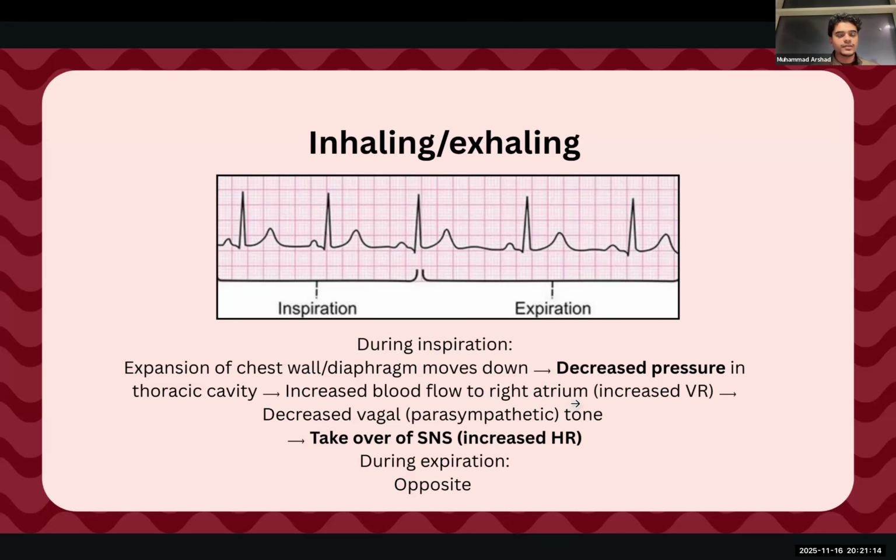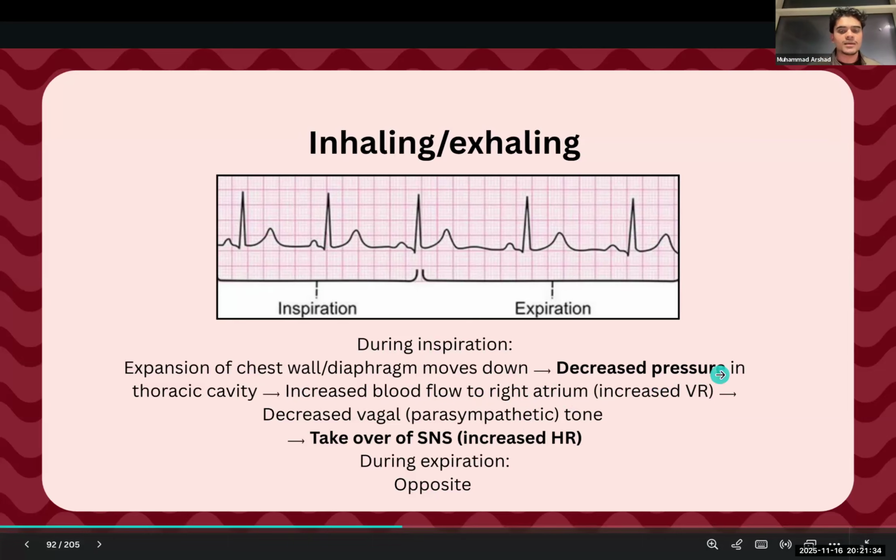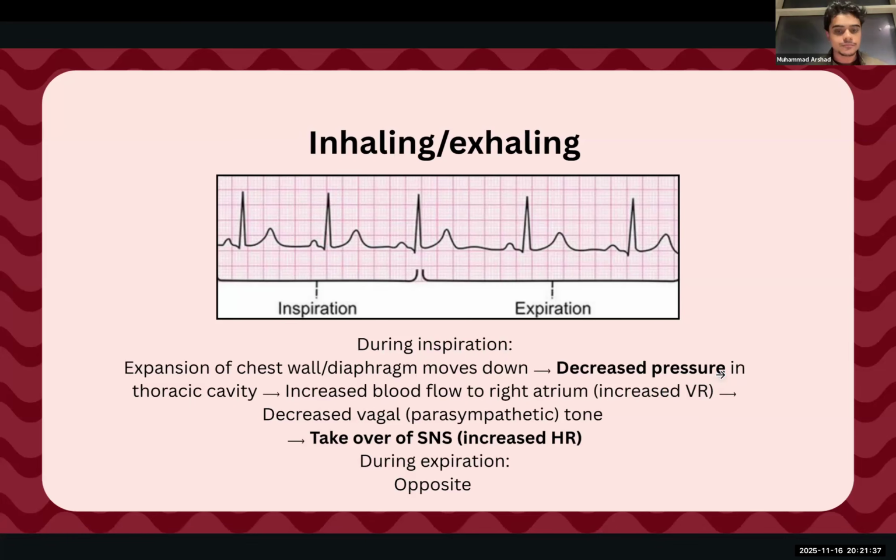First of all, you're going to have an increased venous return because you have increased blood flow to the right atrium. Blood tends to flow from an area of higher pressure to lower pressure, and now the intrathoracic cavity is significantly lower in pressure because you expanded the chest wall and the diaphragm came down. So more blood flows to that area, which means an increased venous return. But how does that mean a higher heart rate? Although you have increased blood flow into the area, you still have a decreased pressure within the right atrium itself, because the right atrium is in the thoracic cavity.